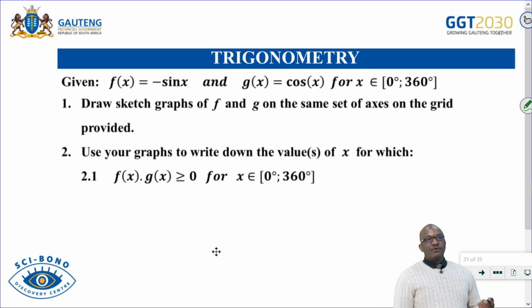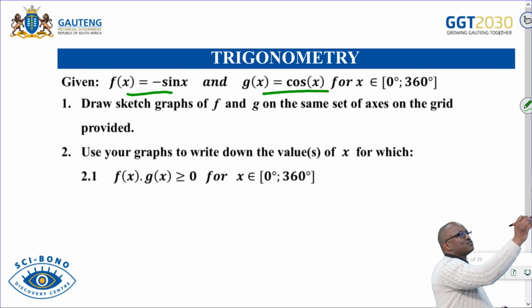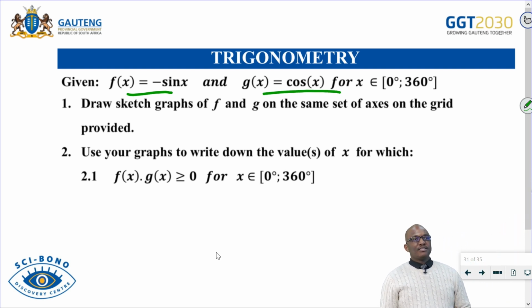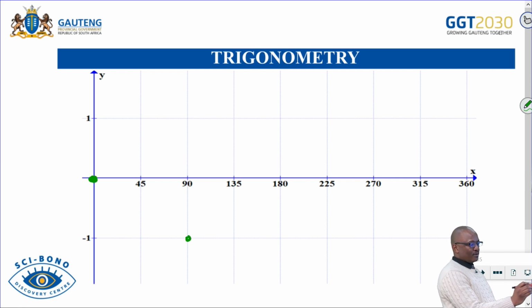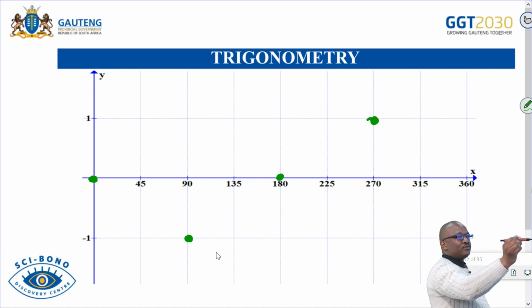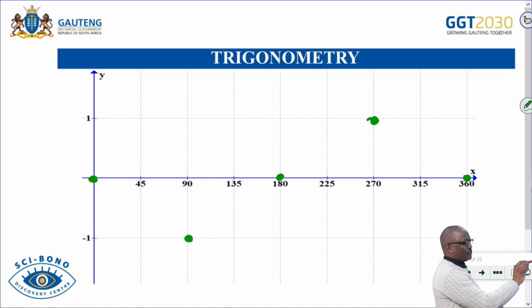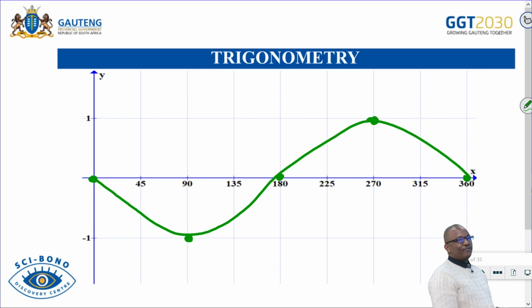Now, we're going to look at another graph where we have sine of x and cos, g of x. And now we are going to sketch these two graphs. How do we then sketch them? Our sine, if you can look at it, is negative. So it will be 0, minus 90, 180, 270, and 360.